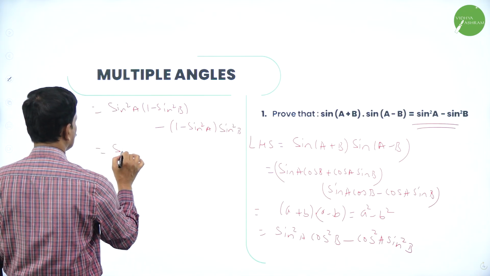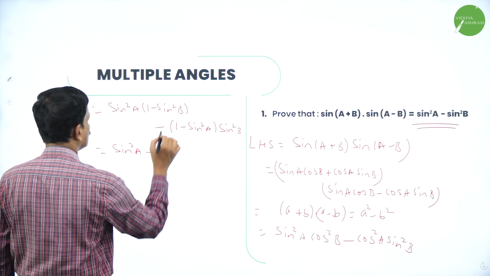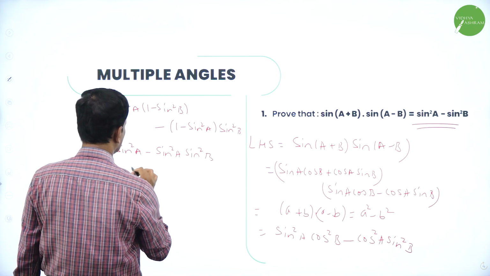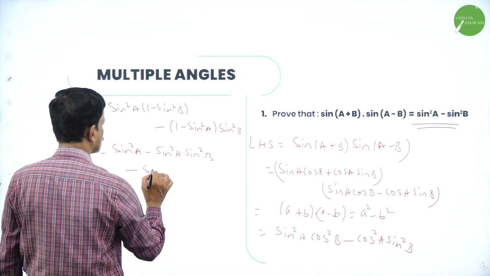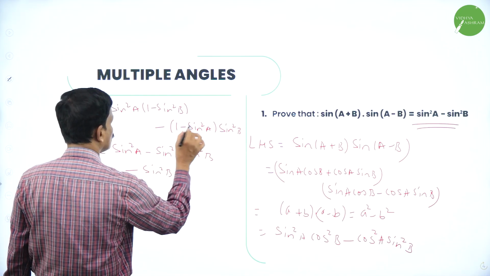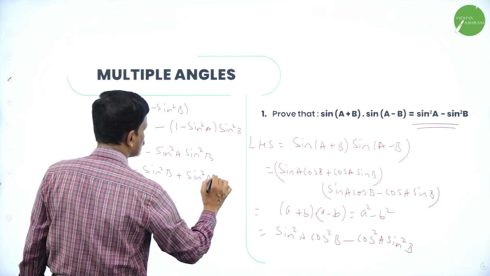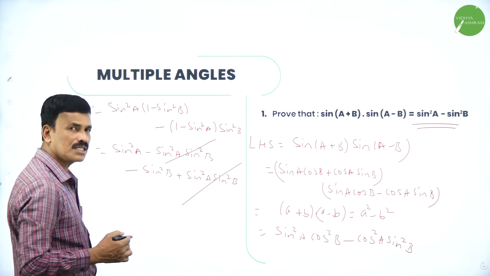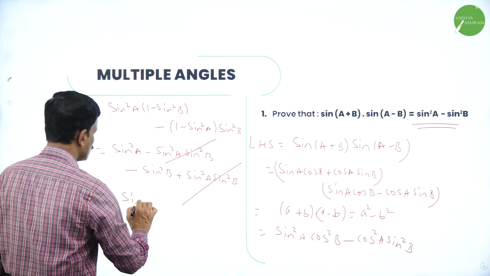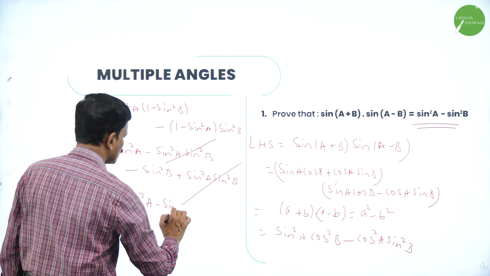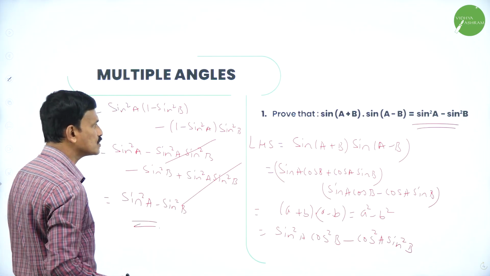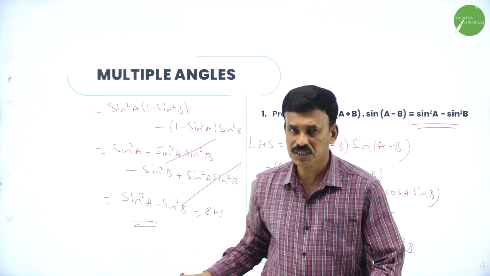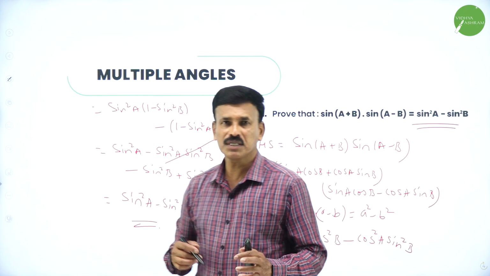So sin square A into 1 is sin square A, minus sin square A sin square B, then minus 1 into sin square B is minus sin square B, minus into minus plus sin square A sin square B. Now cancel the terms which get cancelled. Minus sin square A sin square B and plus sin square A sin square B get cancelled. What is left over? Sin square A minus sin square B, which is the required RHS. That's it. Just substitute the formula for sin(A plus B) and sin(A minus B).